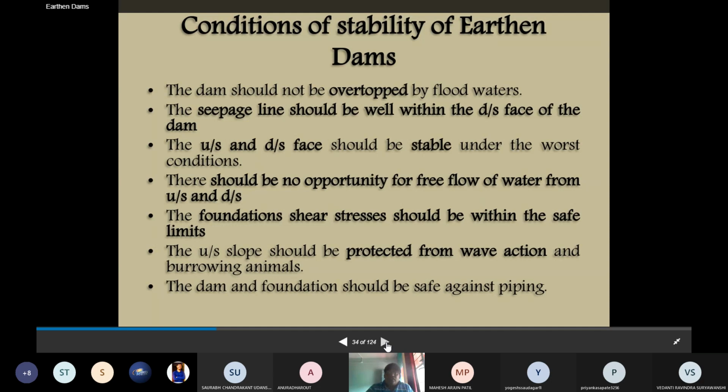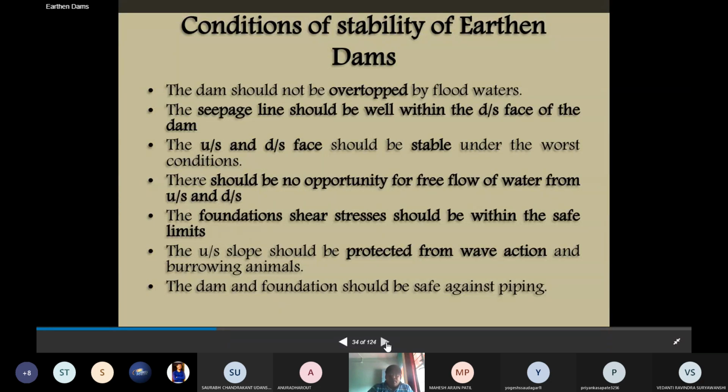So what are the conditions for maintaining the stability of the earthen dam? First, the dam should not be overtopped by flood waters. How to maintain this? By providing a proper freeboard. Then the seepage line should lie well within the downstream face of the dam. It should not go anywhere away from the dam. Otherwise, water may leak on the surface of the dam, create more pore water pressure, and hamper the stability of the earthen dam.